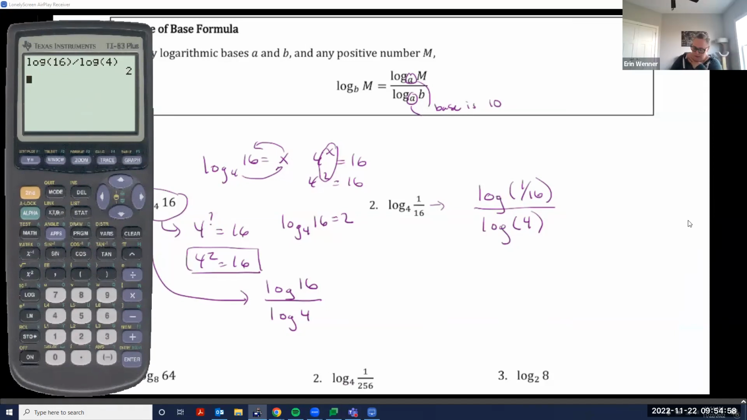So when I plug this in, I get -2. But why would we get -2? Well, thinking about number 1, 4 squared equals 16. And if I do 4 to the -2nd, remember negative exponents turn our values into fractions. So that's going to make it 1/4 squared, which if I simplify is 1/16, which is why when I take log of 1/16 divided by log of 4, I get -2.